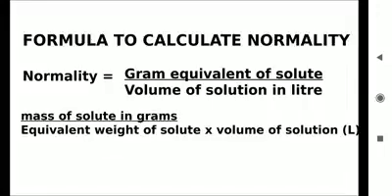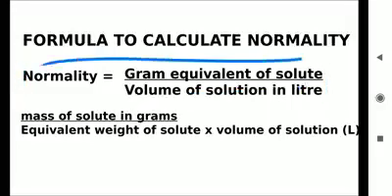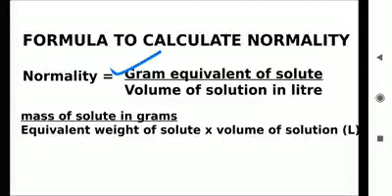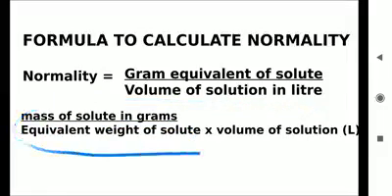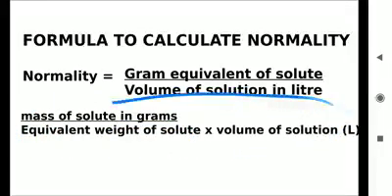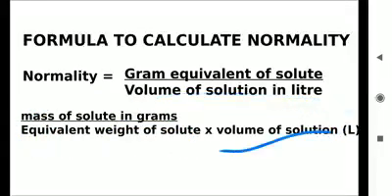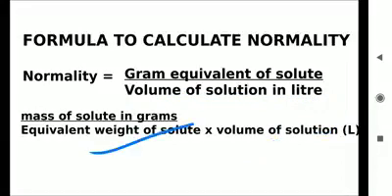The formula for calculating normality is this. Normality is equal to gram equivalent of solute upon volume of solution in liter. Now gram equivalent of solute is also equal to mass of solute in grams upon equivalent weight of solute. So if we put this, we get normality is equal to mass of solute in grams upon equivalent weight of solute into volume of solution in liters. So this is another formula.